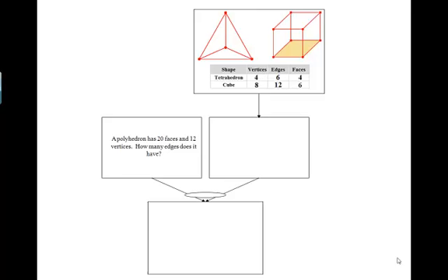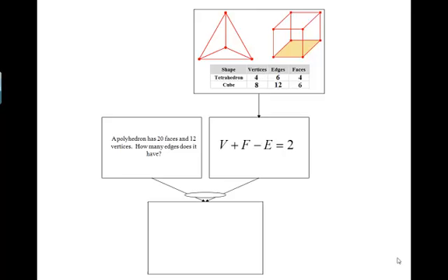Try it with the cube. 8 plus 6 minus 12 equals 2. Yes, it turns out that's our famous formula. V plus F minus E equals 2. It's actually called Euler's formula. Very famous formula. But I always confuse it or get something wrong.